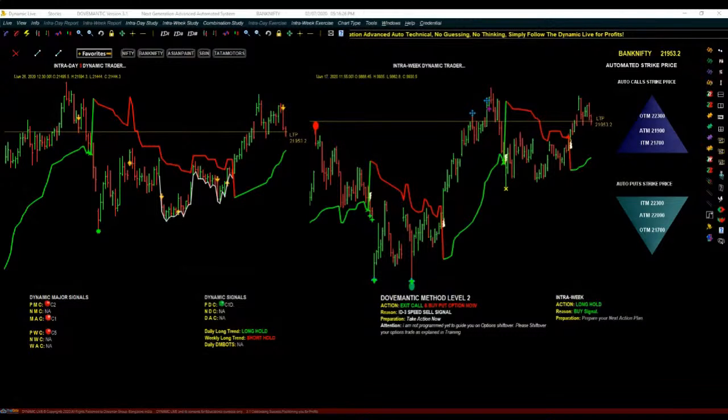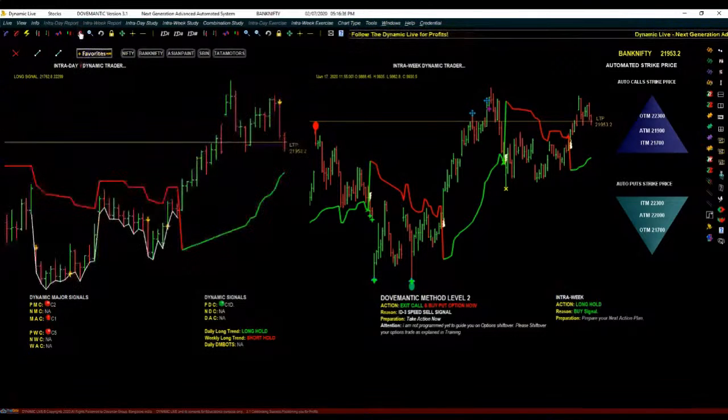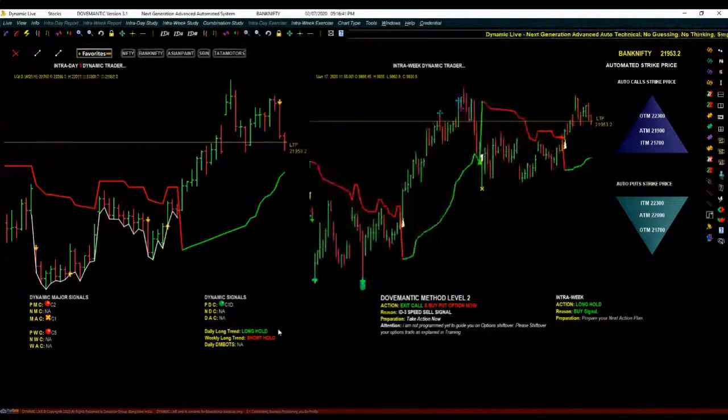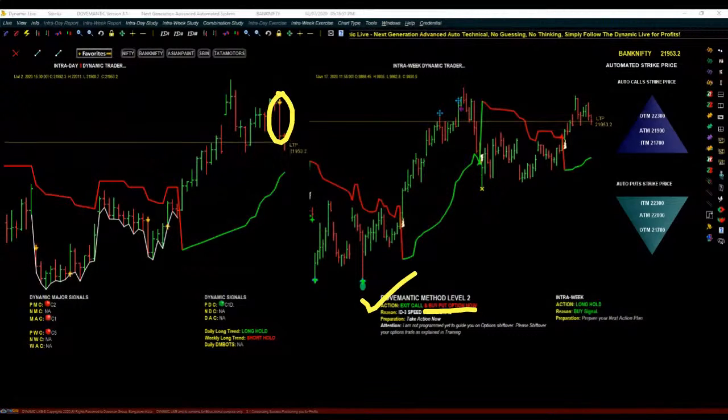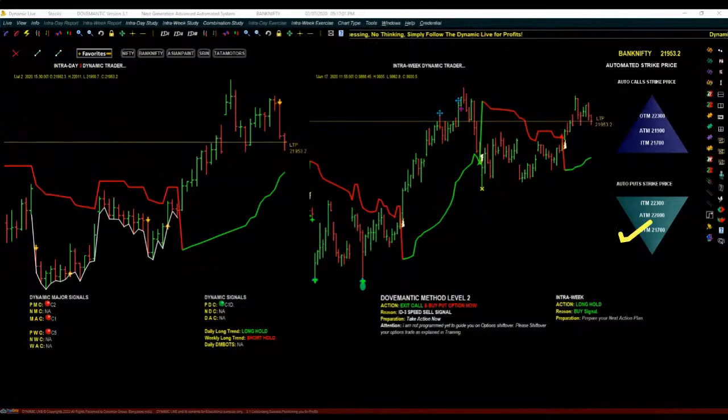let me just zoom in a bit. Yes, so today at around this point in time at 15 hours, that is 3 o'clock in the afternoon, it said buy put option now. You can see here it is very clearly written as buy put option now. So what we would have done is gone forward and selected the right strike price. Let us say if you're trading in weekly options, you could have selected the ITM strike price. If you're trading in monthly options, you could have gone for OTM.